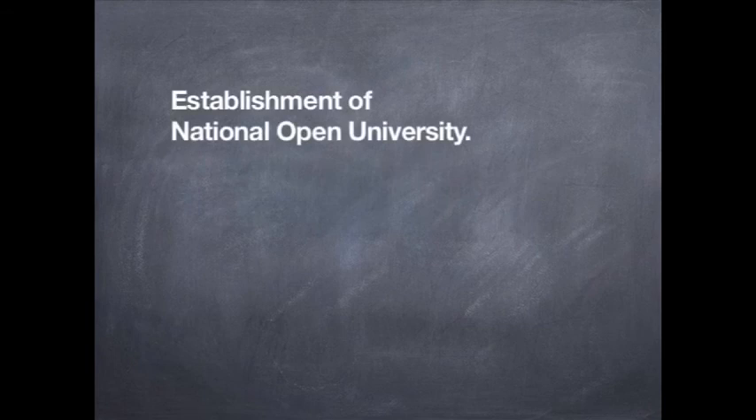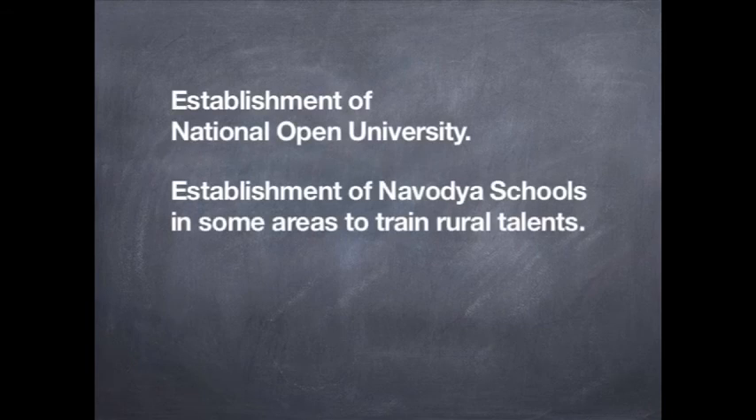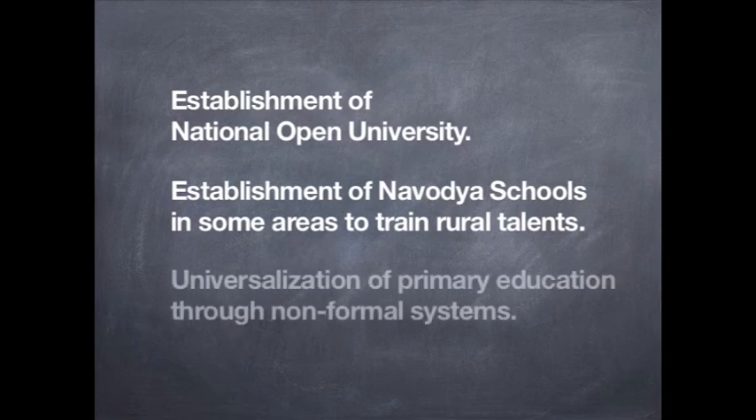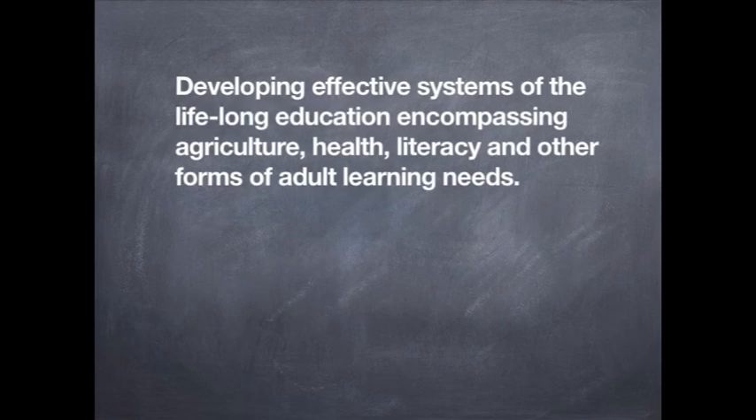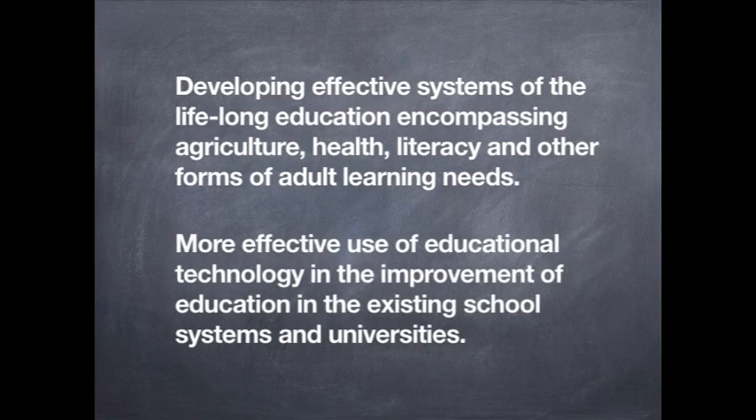Establishment of National Open University. Establishment of Navodaya schools in some areas to train rural talents. Universalization of primary education through non-formal systems. Developing effective systems of lifelong education encompassing agriculture, health, literacy, and other forms of adult learning needs. More effective use of educational technology in the improvement of education in the existing school systems and universities.